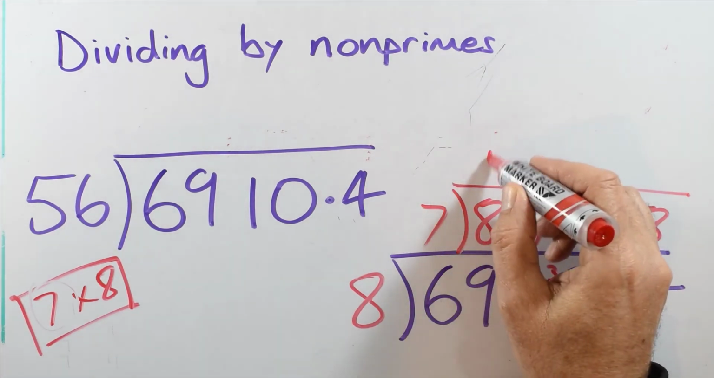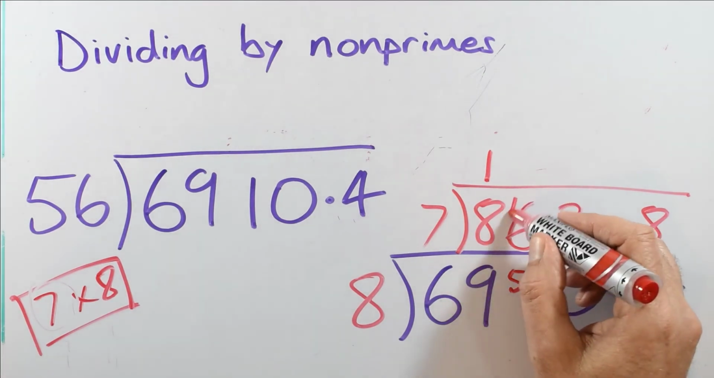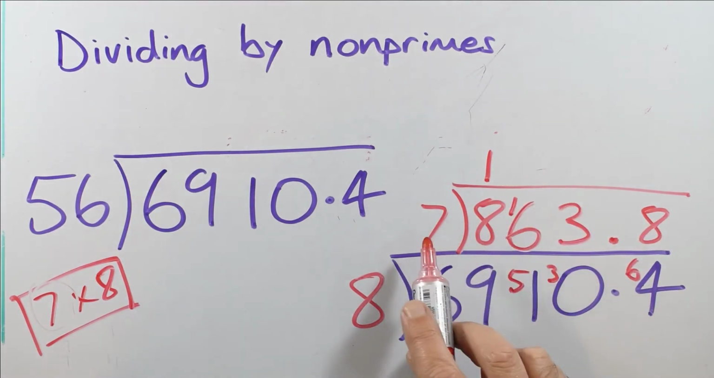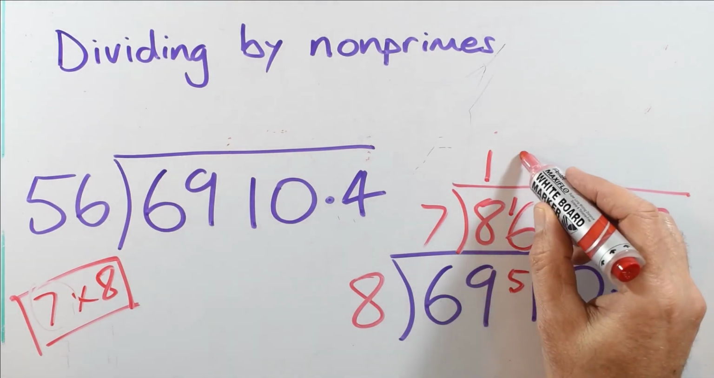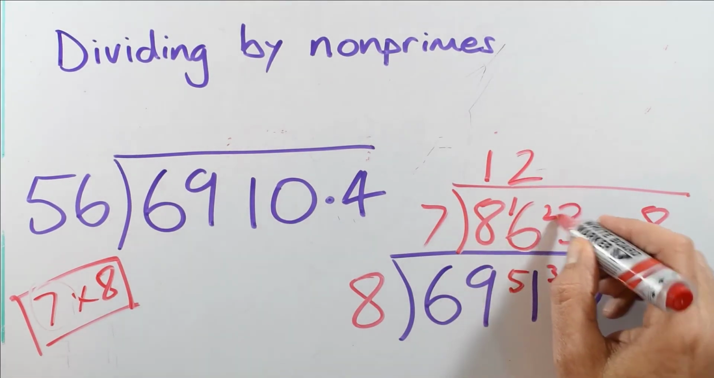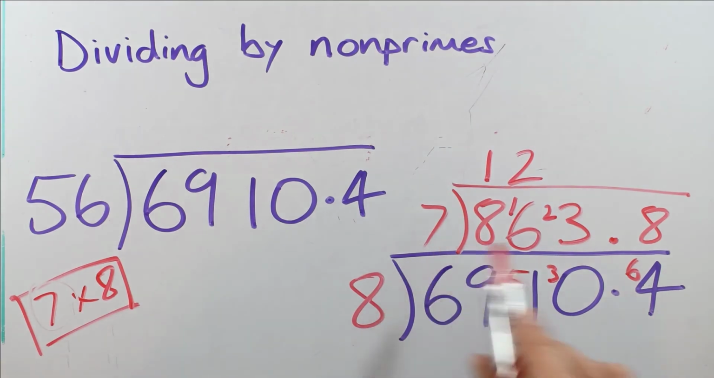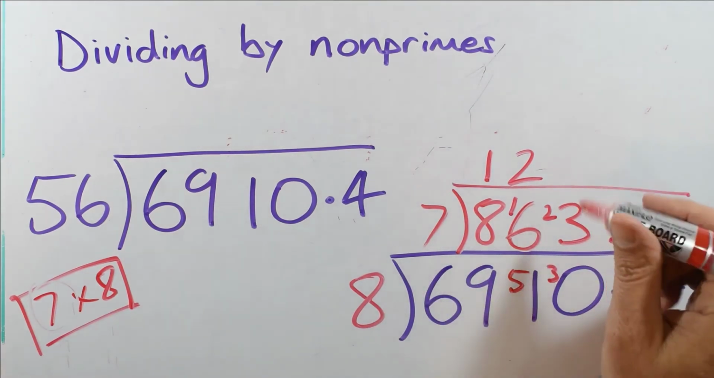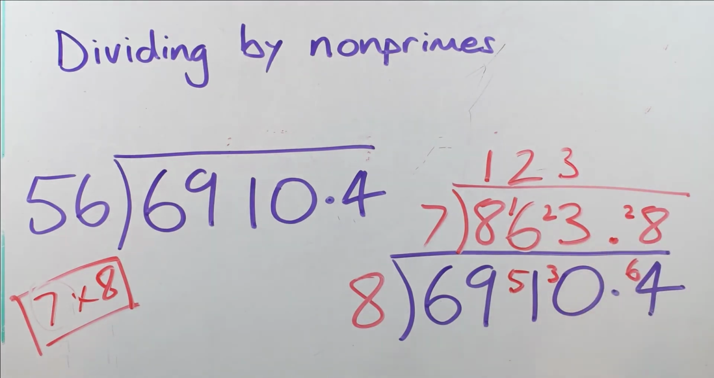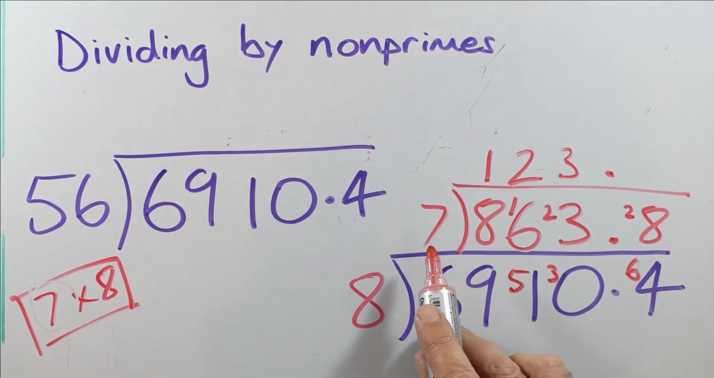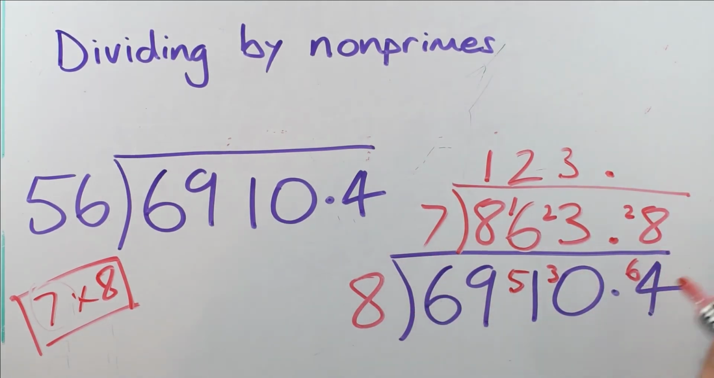7 into 8 goes once, that's easy. Then my leftover one there, 16. 7 into 16, well, fits twice into 14 with 2 left over. Fits 3 times into 23. 3 times 7 is 21, but I've got 2 left over. And then, don't forget the decimal, really important not to forget that. 7 fits into 28. Oh, exactly 4 times.